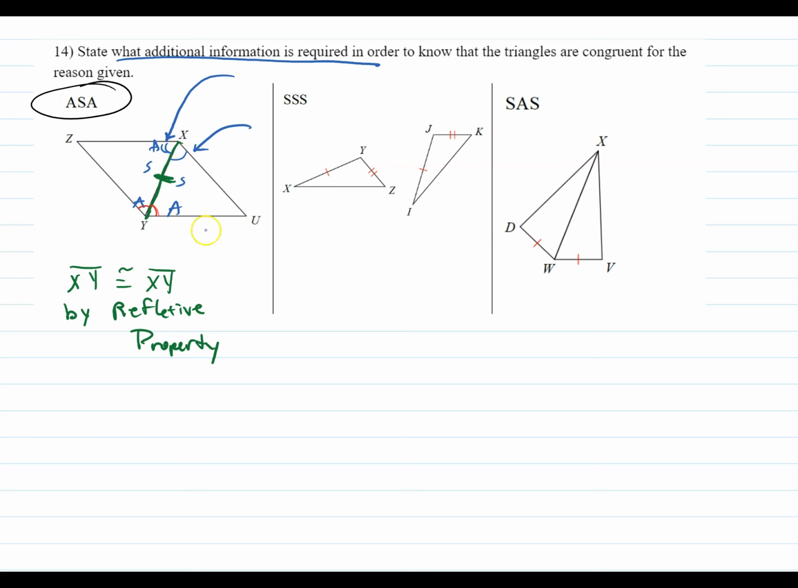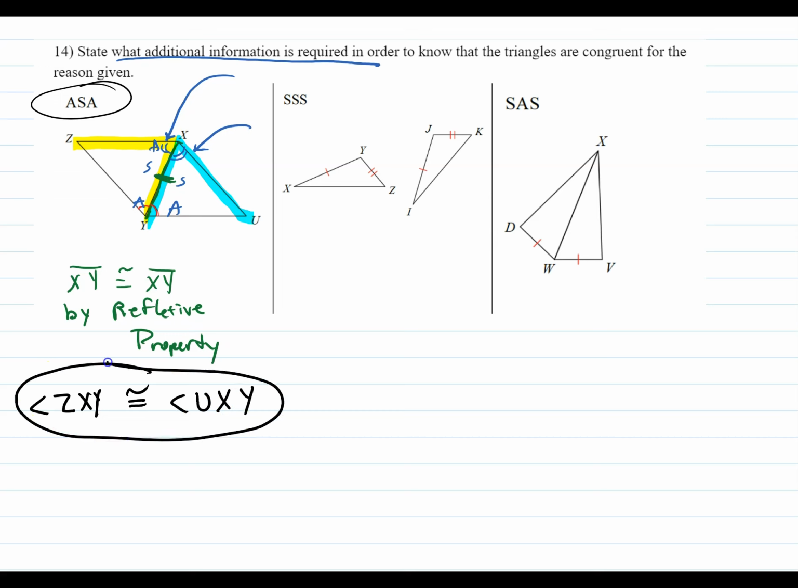Right? The reflexive property is given. The bottom red angle is given. So what did I add? I added angle ZXY is congruent to angle UXY. Angle UXY. That's what I had to add in order to be able to use ASA.